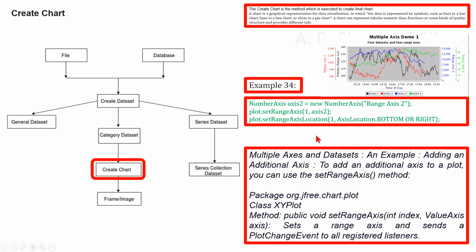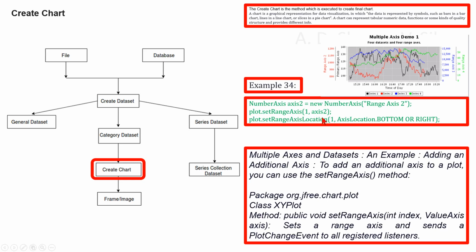Now we are considering adding an additional axis in an example in multiple axis and data sets. To add an additional axis to a plot, you can use the setRangeAxis method. The method public void setRangeAxis(int index, ValueAxis axis) in class XYPlot in package org.jfree.chart.plot sets a range axis and sends a plot change event to all registered listeners.